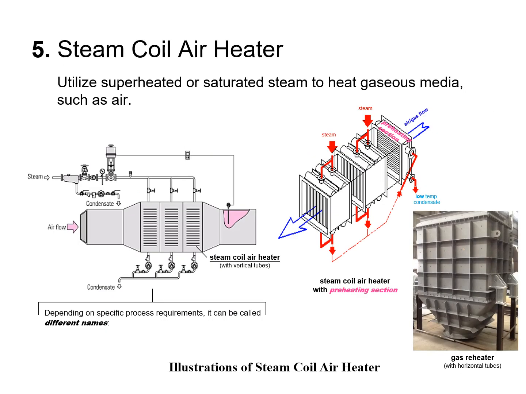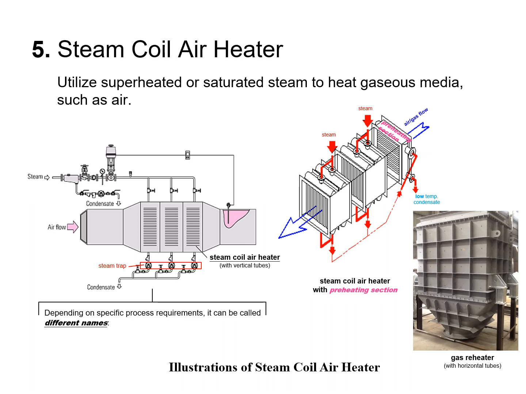Chapter 5. Steam coil air heater. A steam coil air heater is a type of heat exchanger that uses steam to heat gaseous media such as air. On the left-hand side, the diagram shows a typical steam heater with vertical tubes. As steam transfers heat to the gas, it condenses into condensate, which is collected and then passes through a steam trap before going to a downstream storage tank.